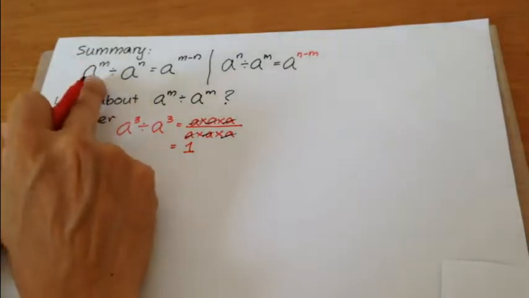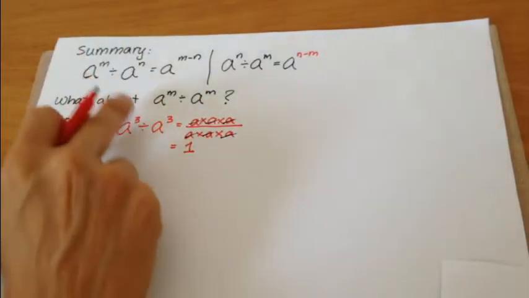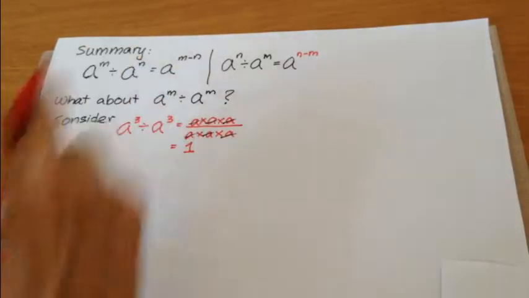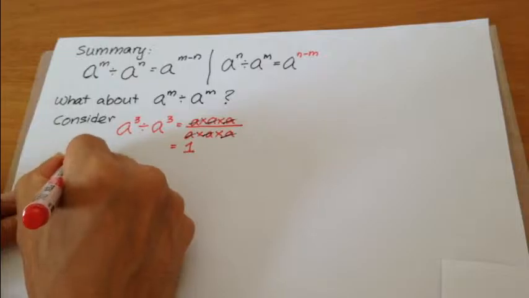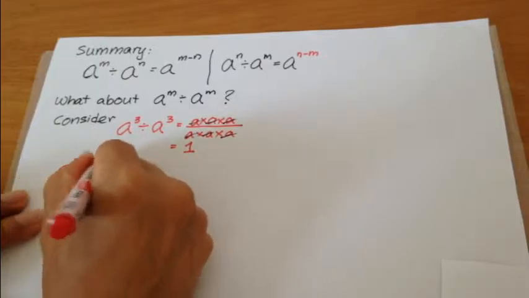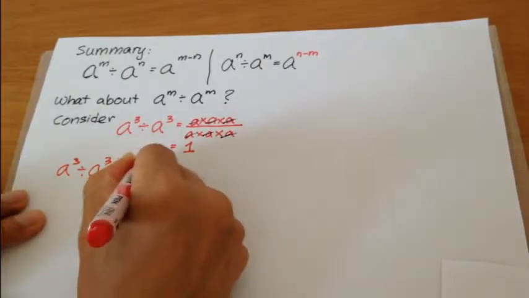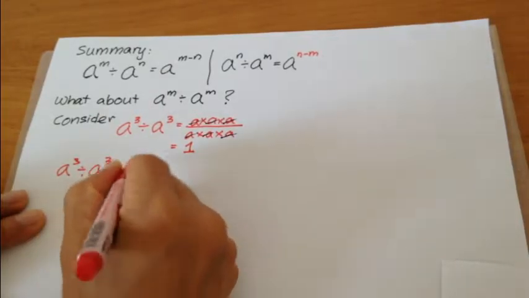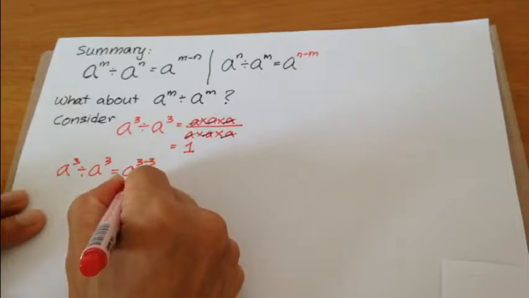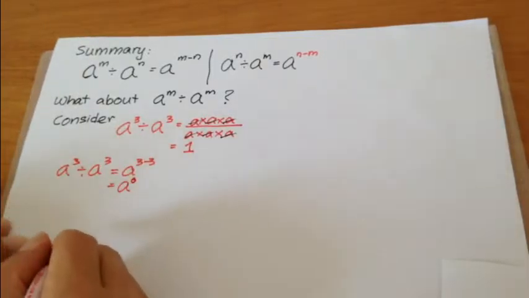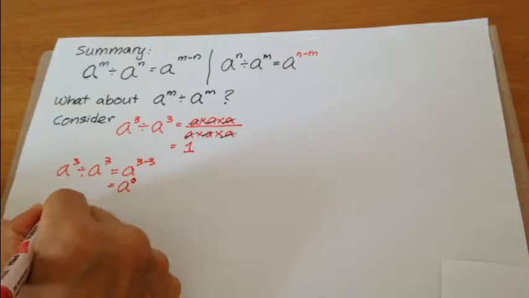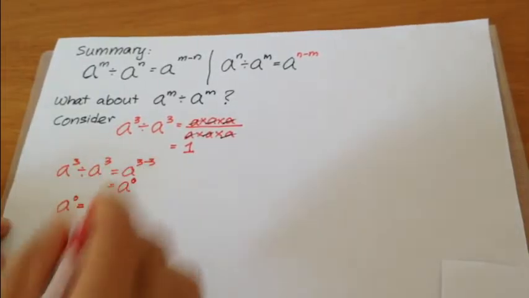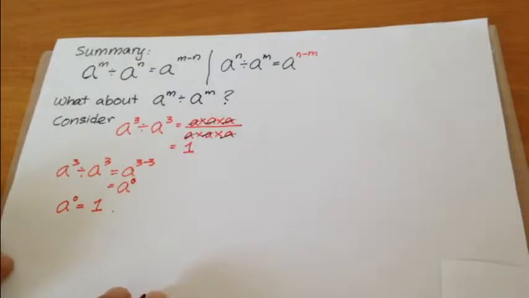And also from this rule above, if we treat 3 as m, the second 3 as n, then I would have 3 minus 3 in the indices. And the difference of that will be just simply 0. So now I'll make an observation that probably a to the power of 0 is equal to 1. Alright? A to the power of 0 is equal to 1.